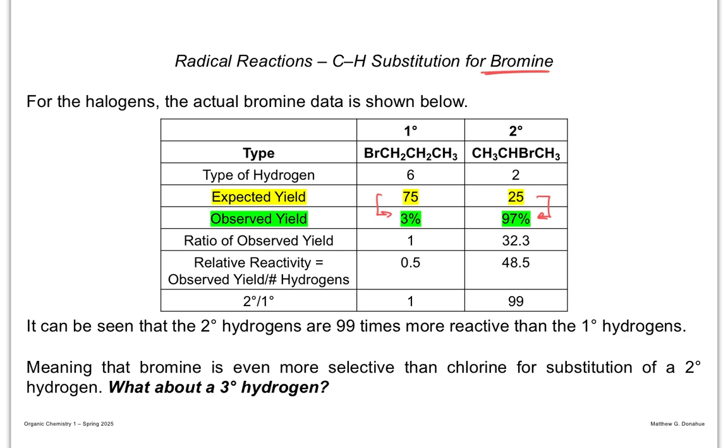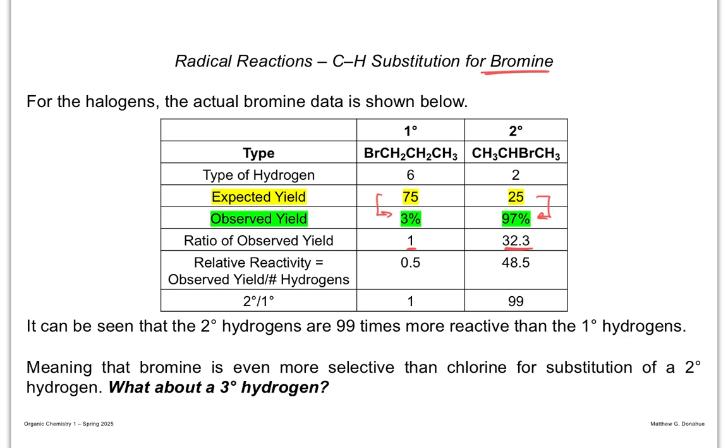If we take 3 as the smallest number, 3 divided by 3, that gets you your 1. 97 divided by 3, that gets you 32.3. Then we take that, and again, that's just a comparison of what you expect in terms of the ratio, 3 to 1. Then the actual observed ratio is about 1 to 32, so it flips quite a bit.